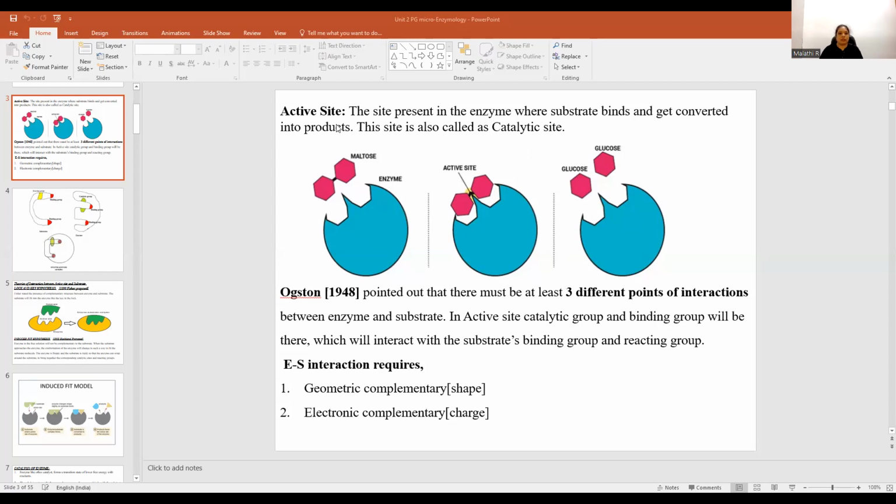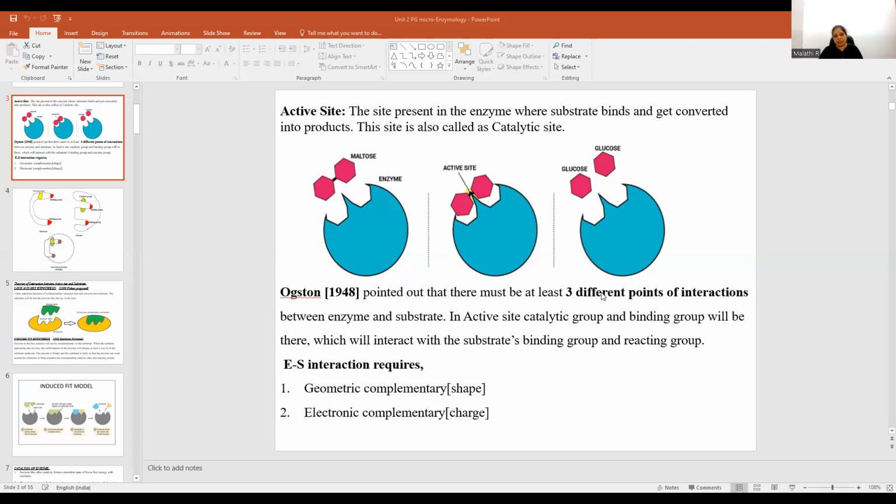Students, this session we will be discussing the active site and mechanism of enzyme action. The active site is the site present in the enzyme where the substrate moves, binds and gets converted into product. This site is also called the catalytic site because it is involved in the catalysis of a particular substrate.